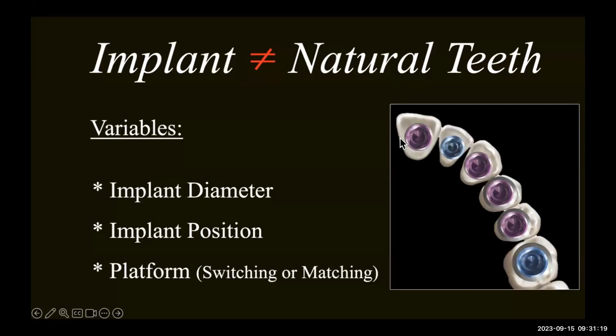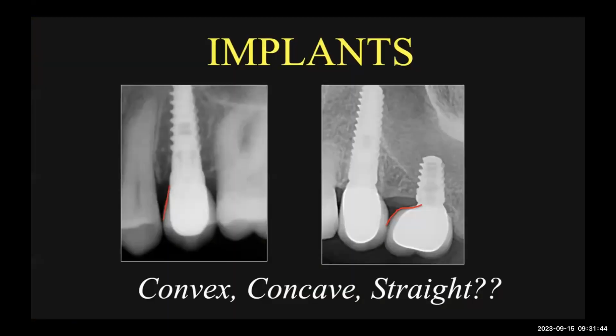So if you take a cross section of a tooth at the cervical area, it will never be the same as an actual implant. Then we throw in the variable of implant position. That is, if the implant is ideally placed. Let's say it's a little lingual, a little buccal, or mesial or distal. That throws off the emergence profile. Then we have platforms. Is it a platform switching or a platform matching implant? So there are a lot of variables, and I'll explain what the current literature states.